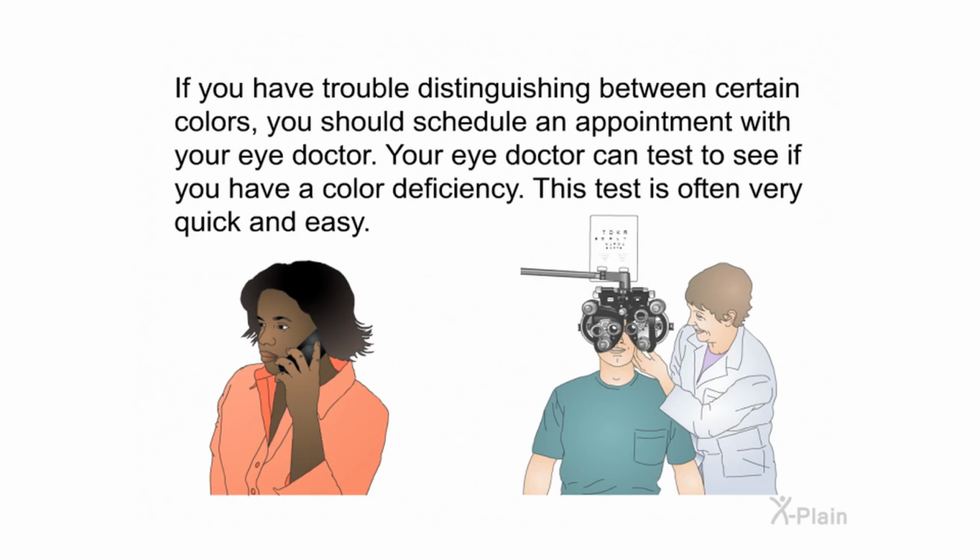Diagnosis. If you have trouble distinguishing between certain colors, you should schedule an appointment with your eye doctor. Your eye doctor can test to see if you have a color deficiency. This test is often very quick and easy.